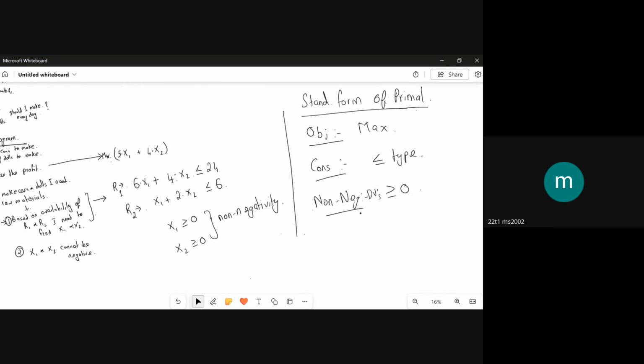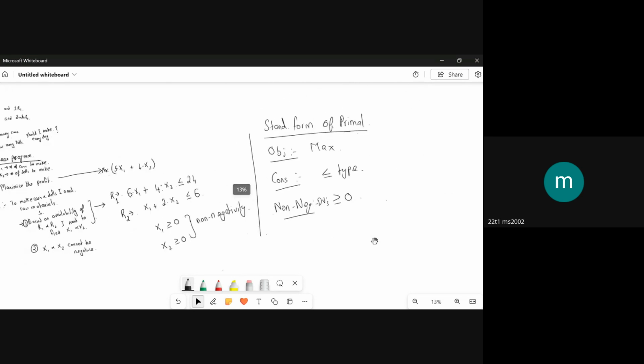It does not mean that a primal is not a primal if I have a minimization function, or if I have greater than or equal to, or if I have decision variables which are unrestricted, right? That does not mean that it is not a primal. We'll convert it to a standard form and then solve. So this type of a problem is known as a standard form of the primal. So first I will talk to you about the standard form. Then I will talk to you about how you convert things which are not in standard form to the standard form and then solve. Okay, that is what we will do.